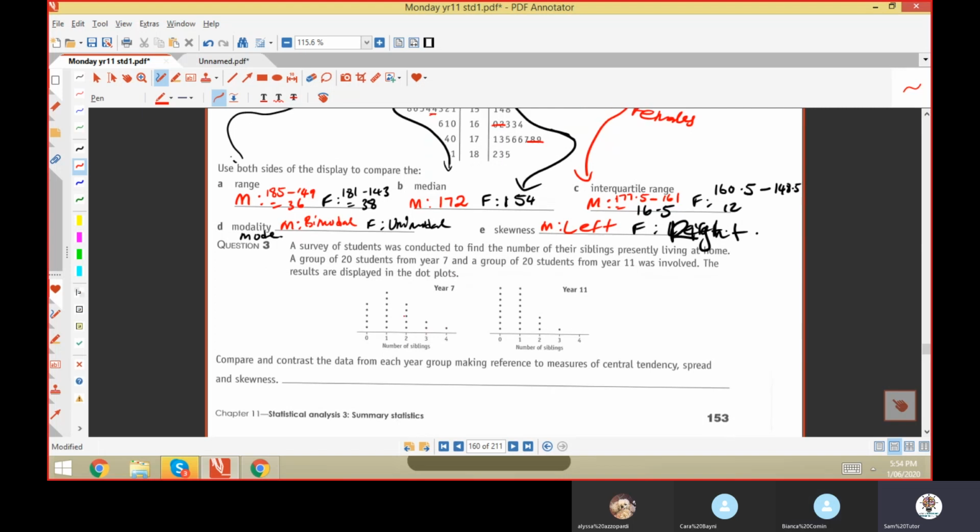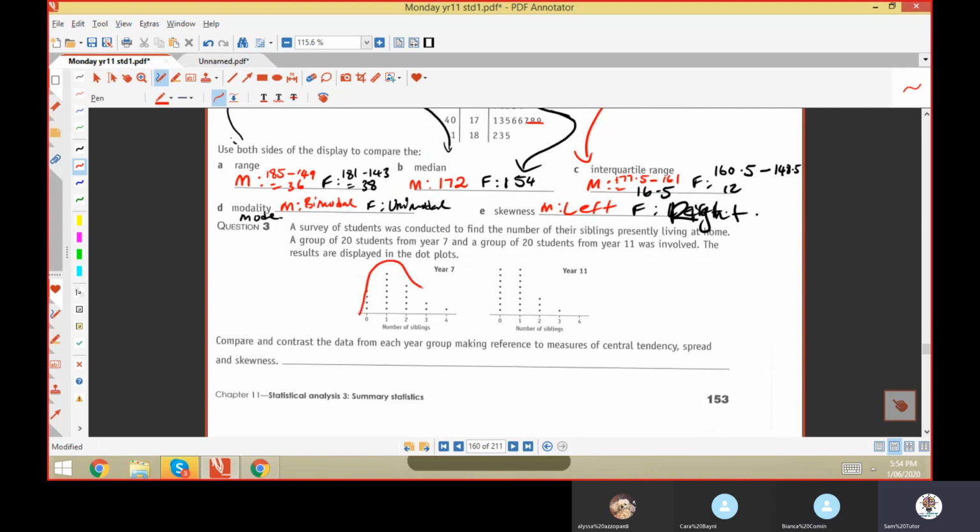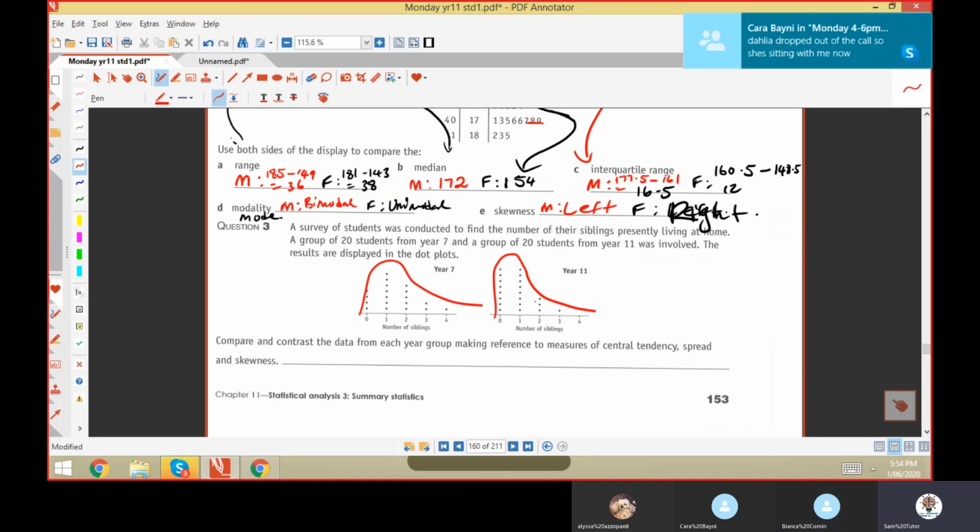Whereas something like this, it's pretty easy to identify. So that and that are both the same thing. All good. Both have skewness to the right.